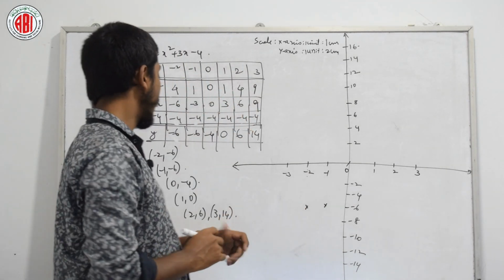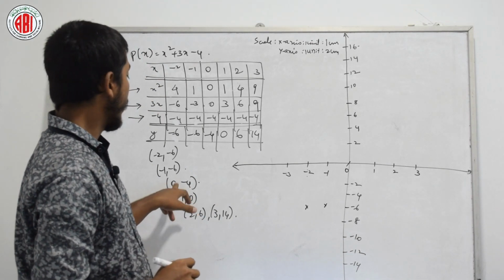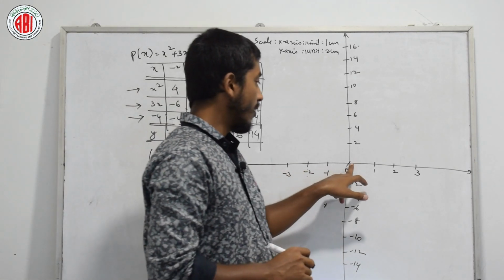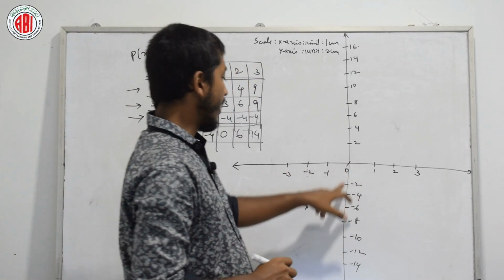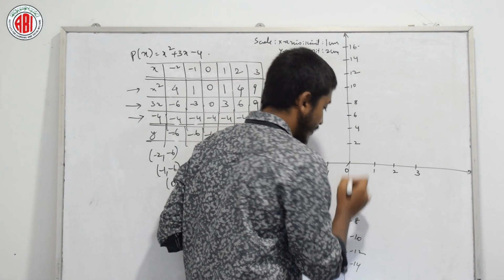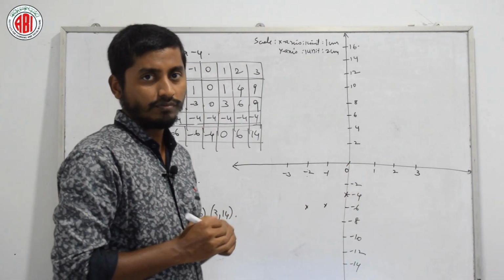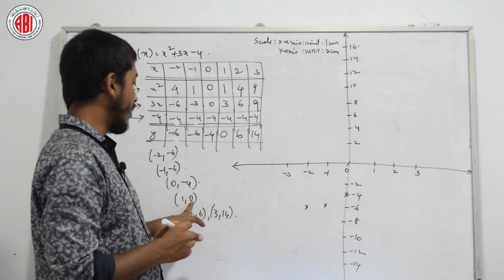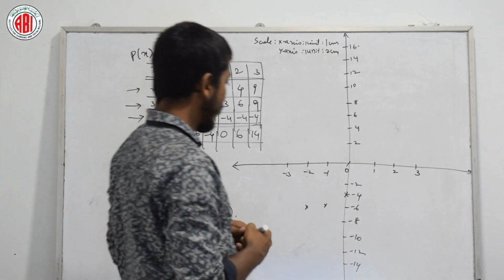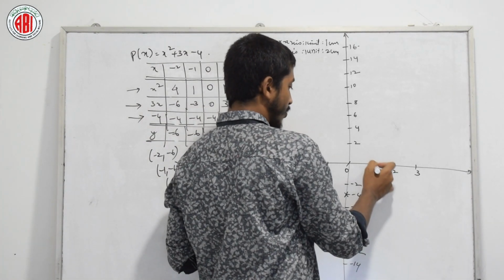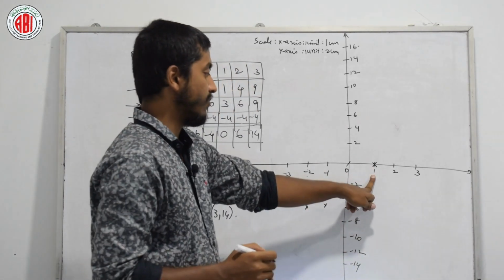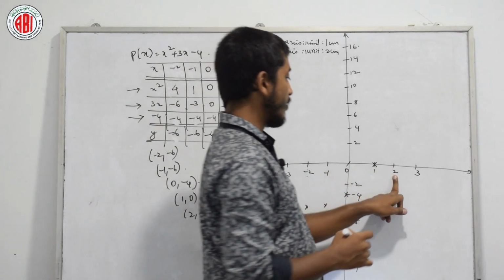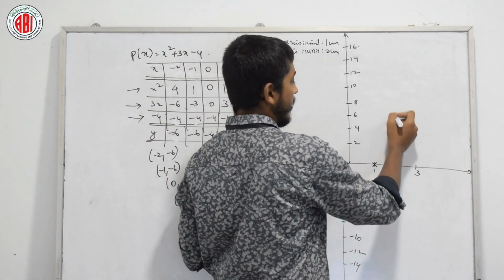Is it clear? Similarly, where is the point 0 comma minus 4? Here the x value is 0 and the y value is minus 4. Here on the x-axis we have 0 and minus 4 is on the y-axis. This is my 0 comma minus 4. Is it clear? Similarly, what is the next point? 1 comma 0. X is 1, y is 0. That is, x is 1 and there is no y. Therefore, this will be my 1 comma 0. The next is 2 comma 6. X is 2 and y is 6.